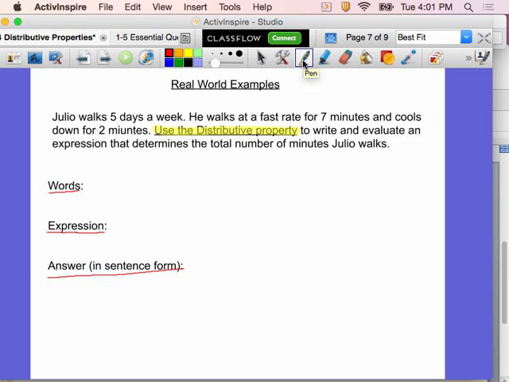Okay, so I know that he walks for 5 days, and then I know what he does each day. So each of 5 days, so I don't even need to say he. So each of 5 days he's, I'm just going to abbreviate. Fast for 7 minutes. Oops.